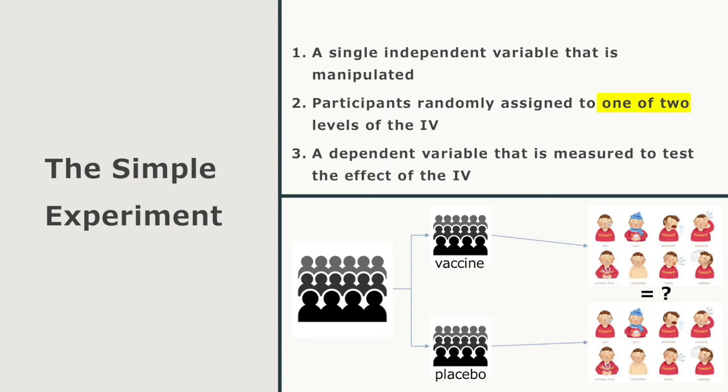The trick, of course, is when we get done and the numbers aren't the same, are those numbers real? Is that difference real? Is it due to that manipulation of the independent variable or simply sampling error? That's why we need statistics. But this is the basic design. This is the simple experiment. Let me show you a slightly more complex experiment, still with just one independent variable. But you'll see it's a little more complex.